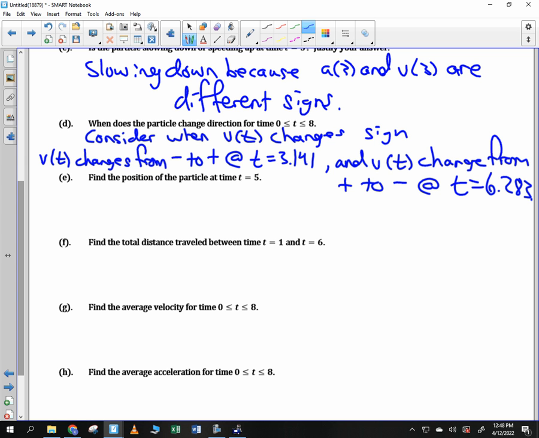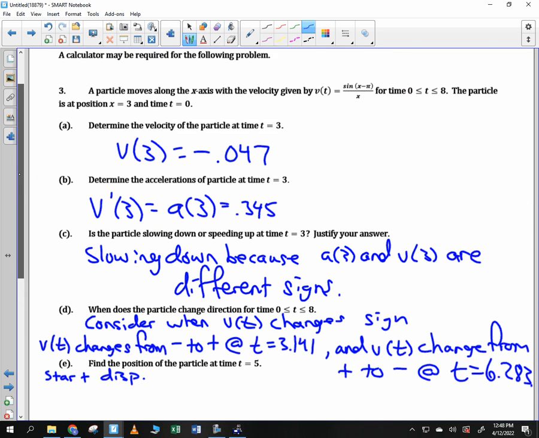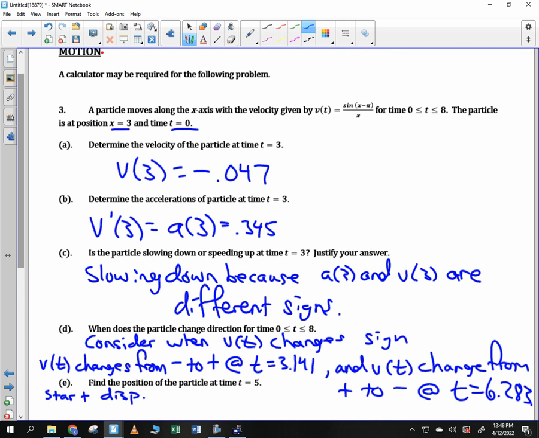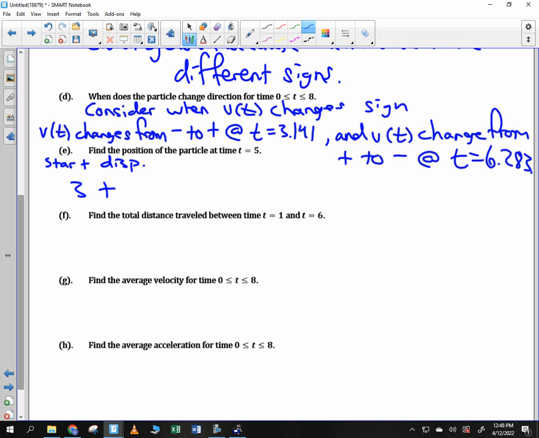Find the position of the particle at time equals 5. Who remembers how we determine position? Start plus displacement. Good. So therefore, what is my starting point? It says that I have a position of 3 at time equals 0. That's my starting point, which is at 3. And I add that to what? How do you determine displacement? Integral from 0 to 5, because we're looking at time as 5, of v of t dt. If you remember that, you're going to get a point for that.